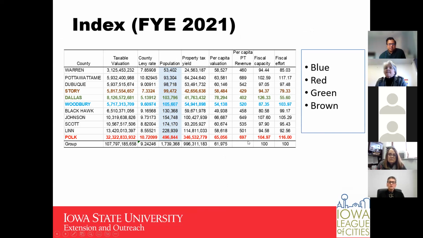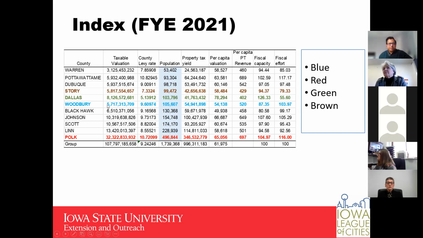Now I could sit and explain how all of these calculations were made. It's going to take a lot of time, but I just want to highlight what the fiscal capacity numbers look like and how you interpret them, and what the fiscal effort index looks like and how you interpret them.